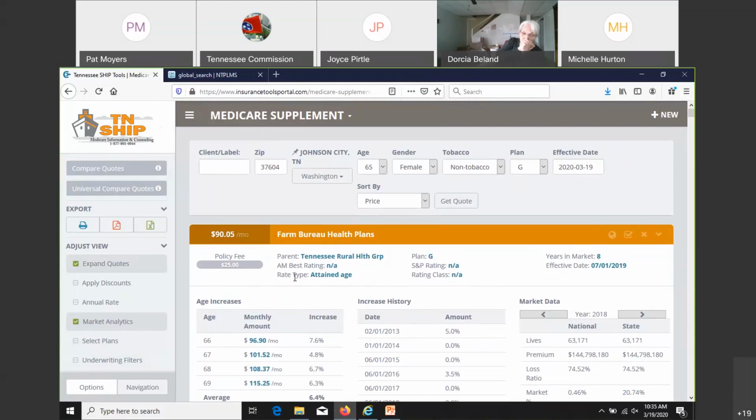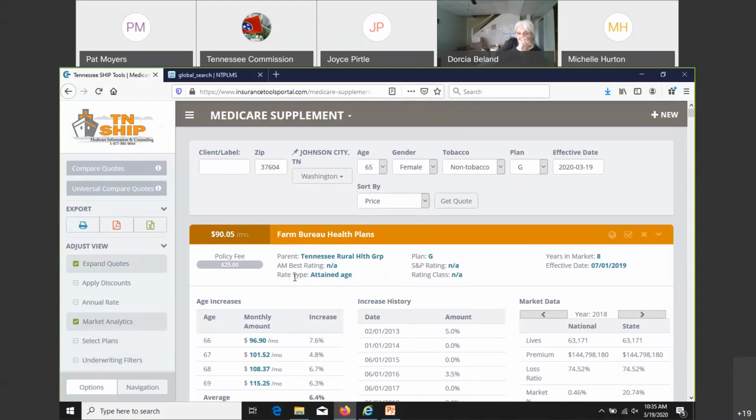Now, if anybody is unaware, Medigap policies are rated in 3 different categories: age attained, issue age, and community rated. Attained age or age attained, however you want to spin those two, they're just words. You can flip-flop them if you want to. Attained age is going to go up with each year that you get older. Every year, that plan is going to increase, or I should say, it may not increase, it could decrease, but it is going to change based on your age.